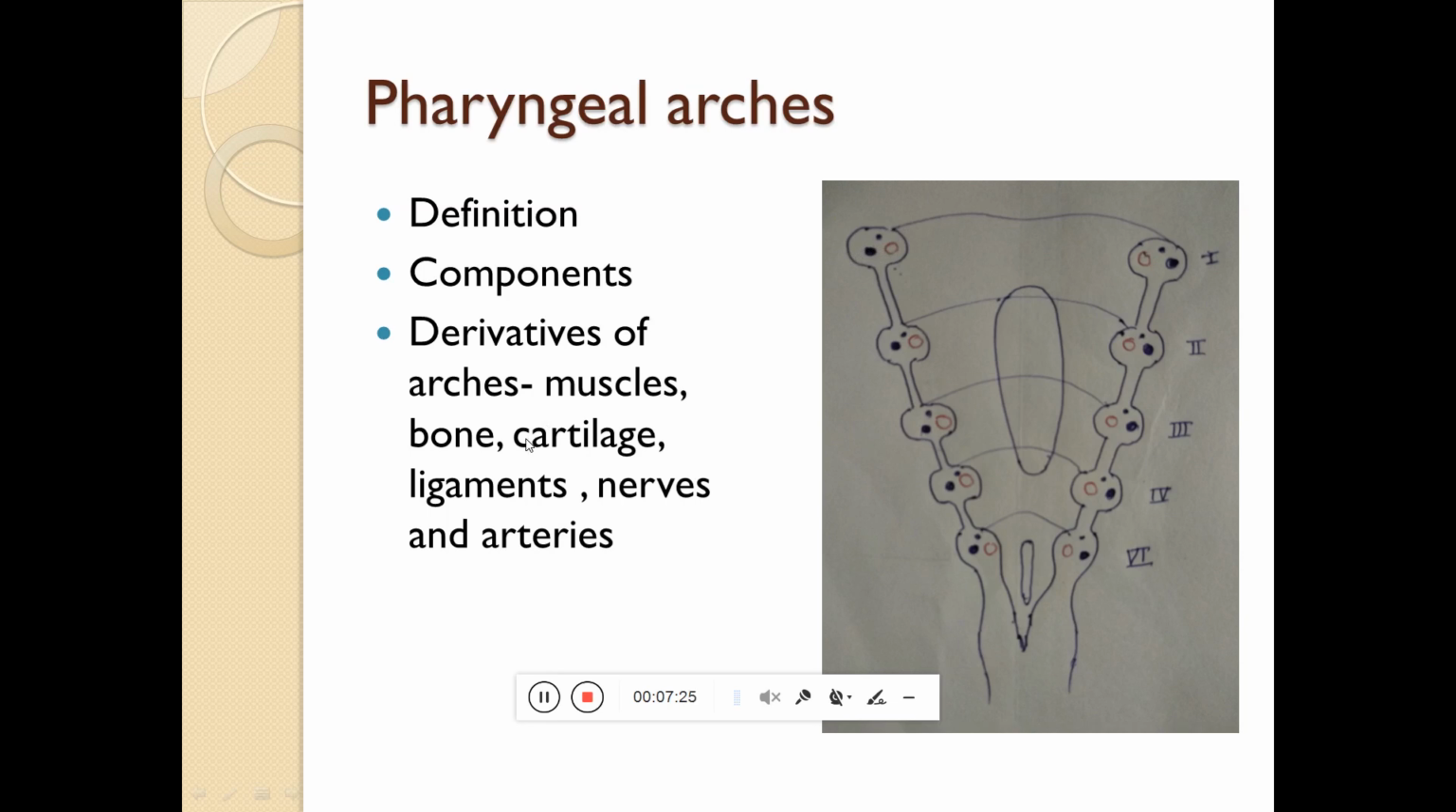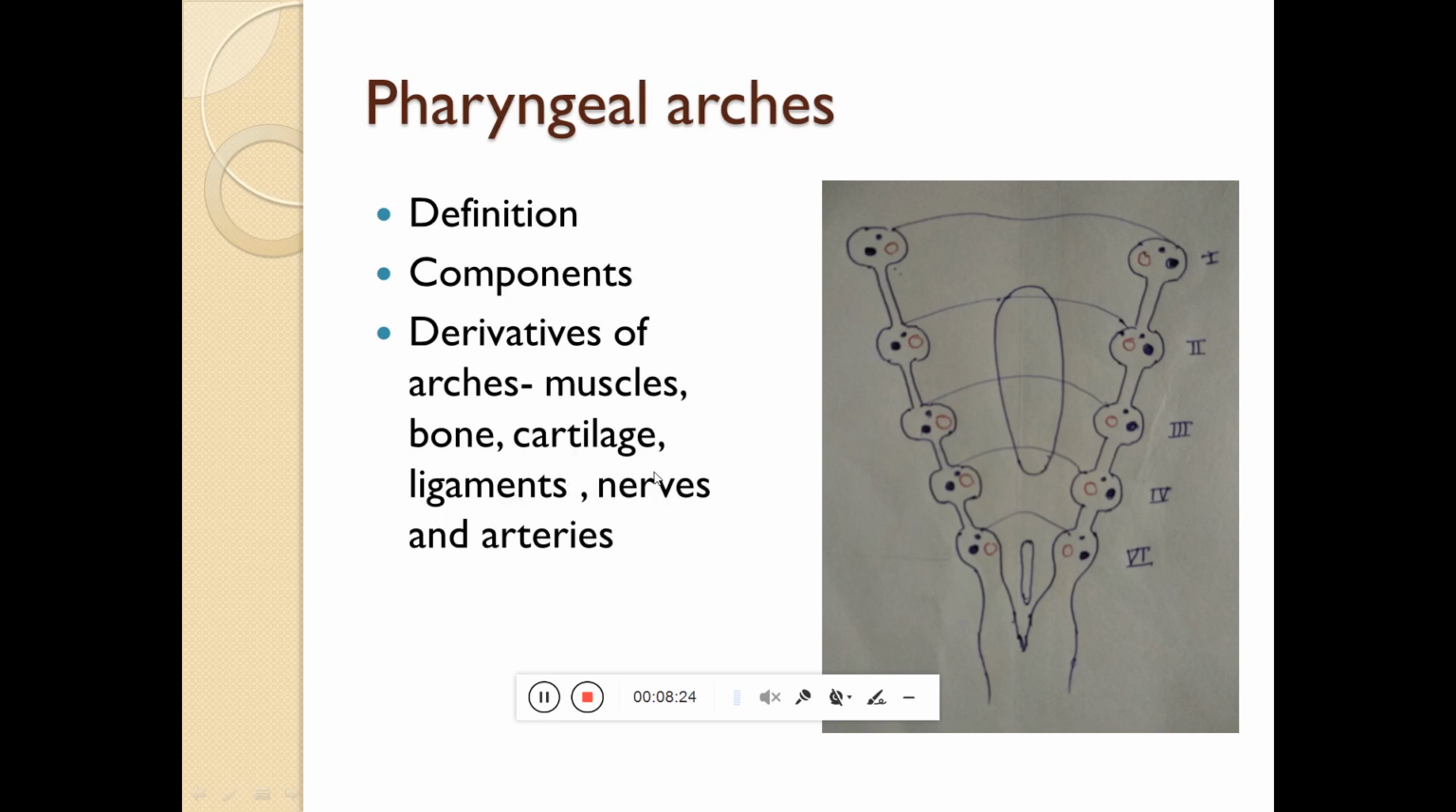Then, after the muscles, there is cartilage. Which cartilage develops from the first arch? There are a few cartilages, particularly the cartilage of the first arch, known as Meckel's cartilage, and structures developed from it include the malleus. Apart from the cartilage, the small bones of the middle ear cavity, malleus and incus, are also derived from the first arch. Then nerves and artery: the artery of the first arch, the maxillary artery, is derived from the first arch. So these are the muscles, bones, cartilage, ligaments and nerves of the first arch.